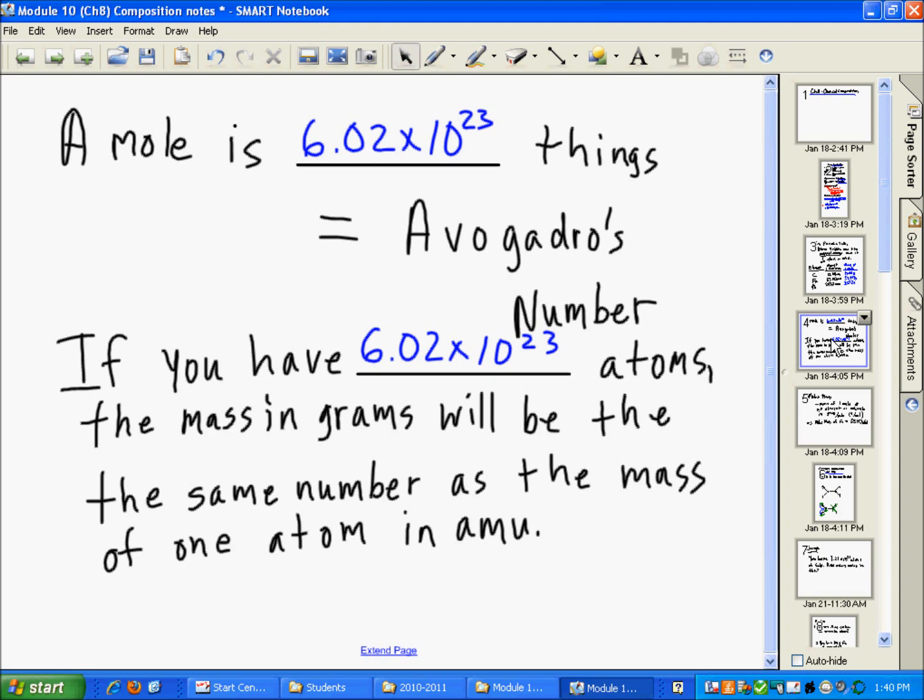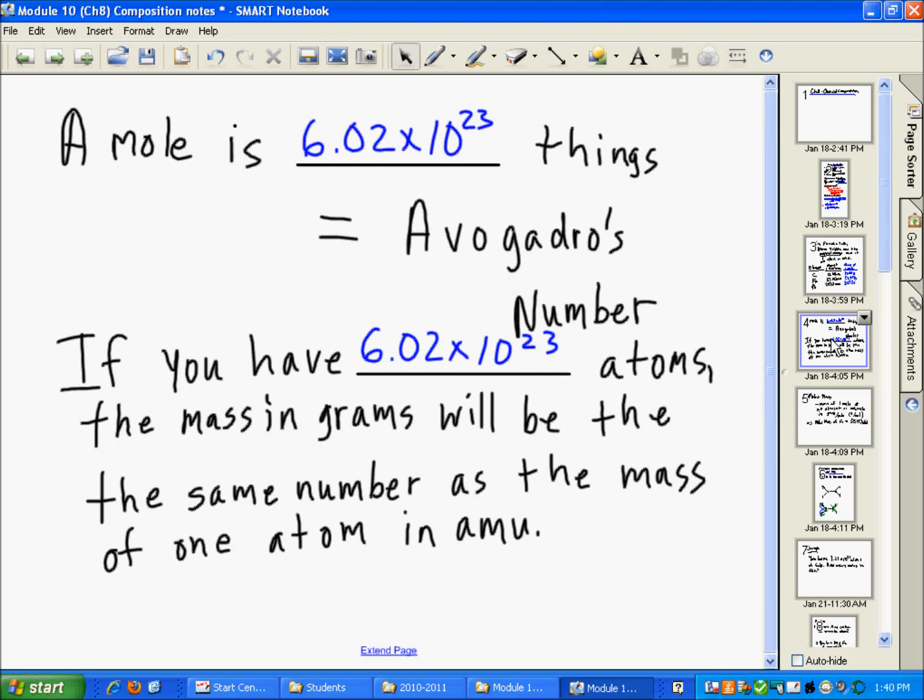6.02 times 10 to the 23 atoms. If you had a mole of cobalt atoms, how many atoms would you have? 6.02 times 10 to the 23. If you had a mole of water molecules, how many water molecules would you have? 6.02 times 10 to the 23.